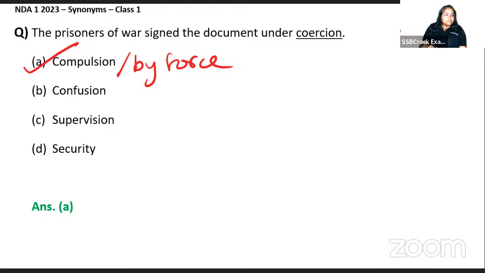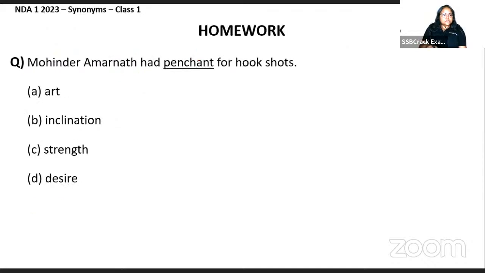So now I'm going to give you some homework questions, guys. You need to take a print screen or screenshot of these questions. The answers to these homework questions you will get in the study material of today's live class, which I will be uploading after the class ends. So be ready. This is the first question. Take a screenshot.